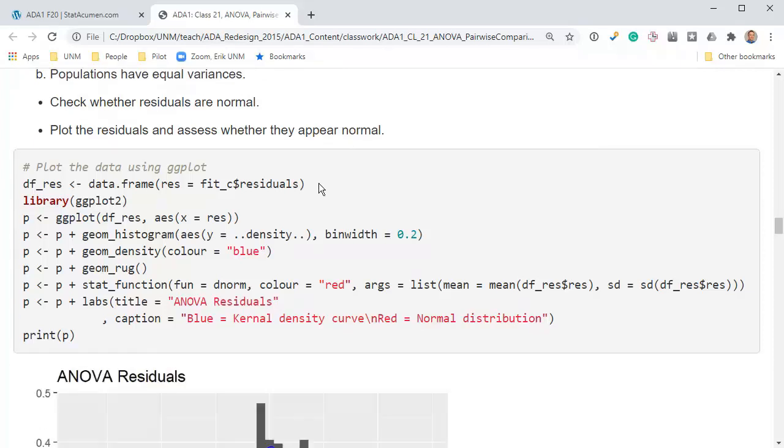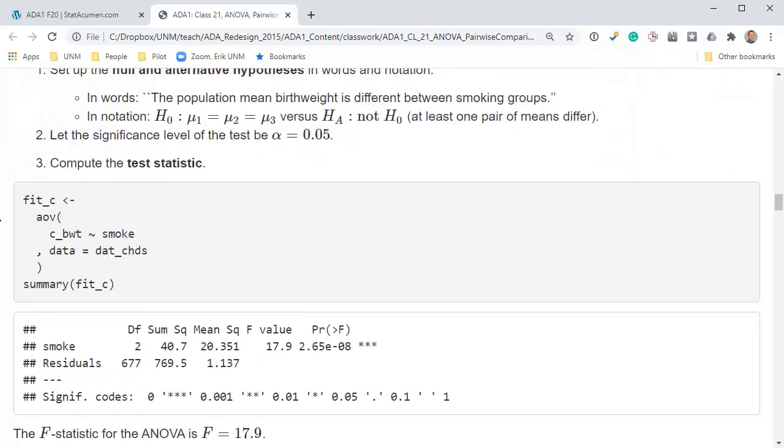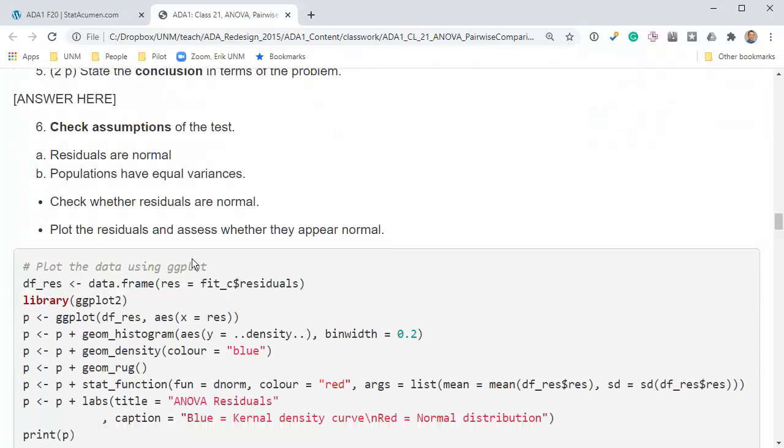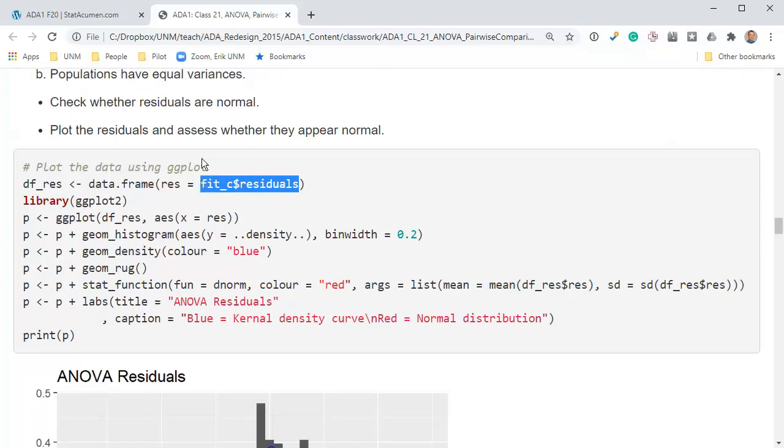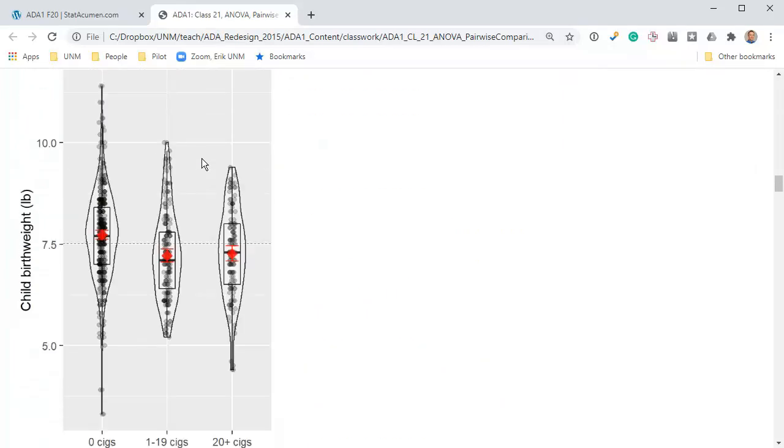All right, so let's first check whether the residuals are normal. And when we fit the ANOVA function, we created this fit underscore C, and there's a bunch of stuff in that fit underscore C object. One of those things is residuals. Okay, so the residuals, as you'll recall from the lecture notes, are the differences between the mean of the group and any point.